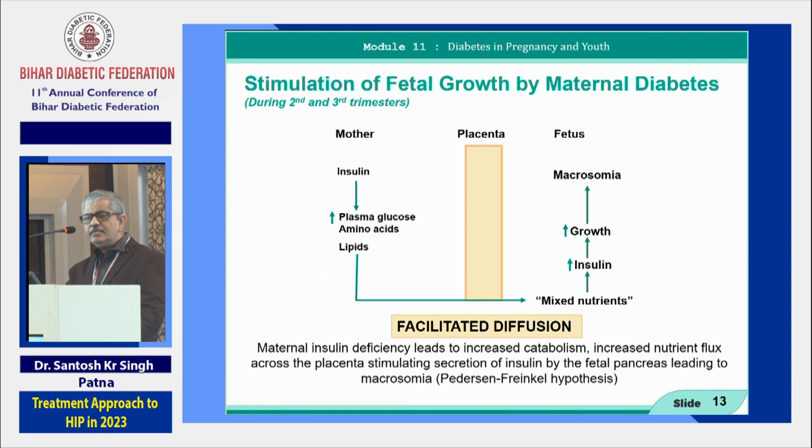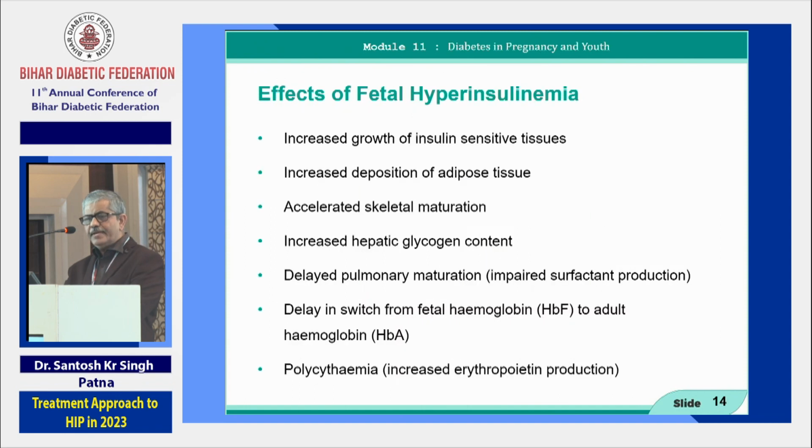As you can see, insulin deficiency, increased plasma glucose, amino acids, and this passing towards the fetus, there will be increased insulin secretion from those nutrients, which stimulates growth and is responsible for macrosomia. So as you can see, and this is known to all of us, the Pedersen-Finkel hypothesis: maternal insulin deficiency leads to increased catabolism, increased nutrient flux, what you can see in the picture, and leading to macrosomia. Now, effects of fetal hyperinsulinemia.